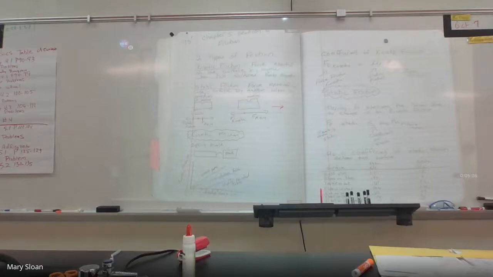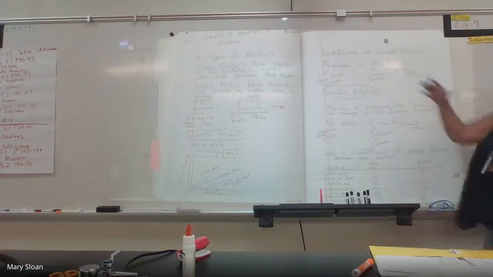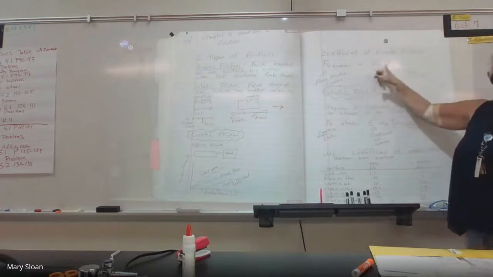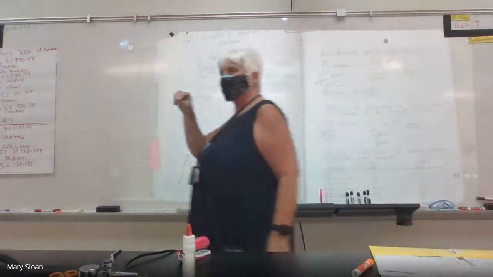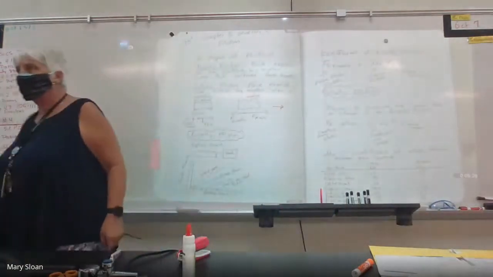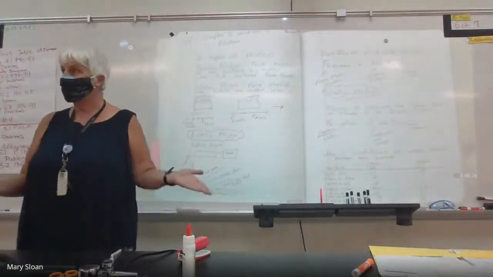On the right-hand side, you will see coefficient of kinetic friction. This is something that you need to have in your notes. Remember what I told you last week? The problem that some of my kids were having is they didn't know what the variable stood for. Because the only thing you have to do on your test is figure out what the variable is and how to do the math, right? That's all you got to do.